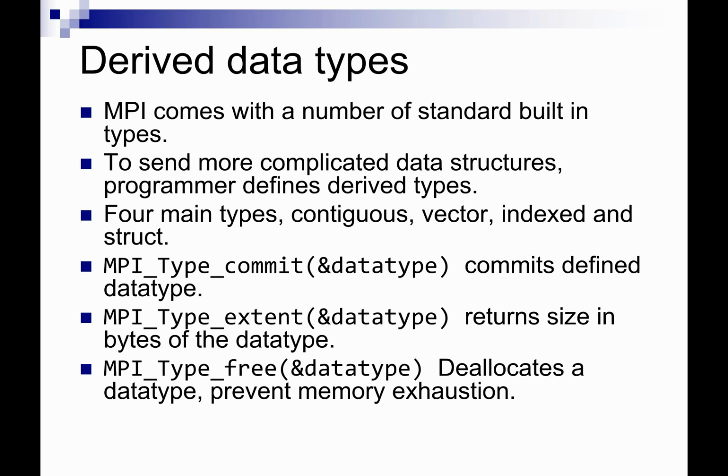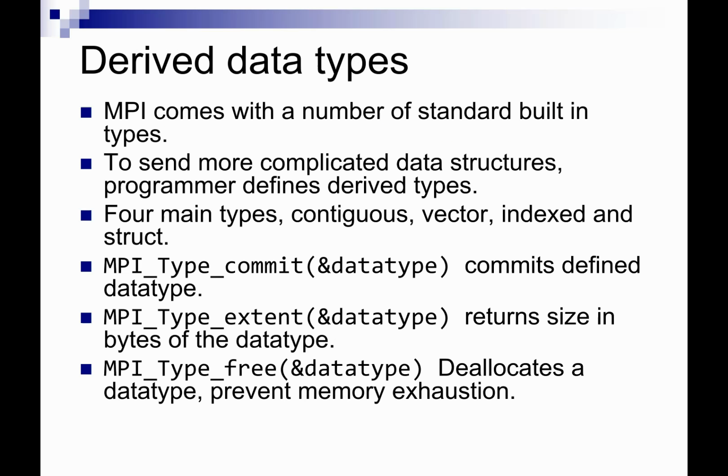Some other operations you have: if you call MPI type extent, you get the size of that data type, like how many bytes it uses. And then you can call MPI free to free a variable of this data type.